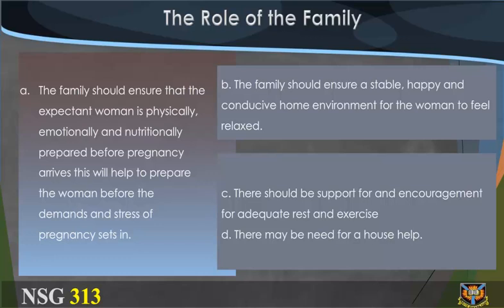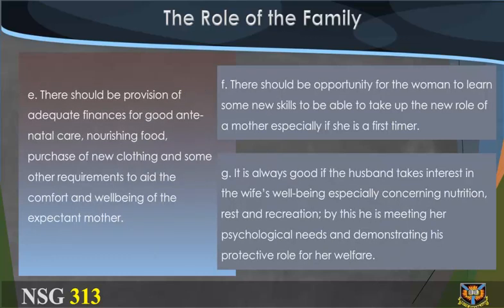C. There should be support of and encouragement for adequate rest and exercise. D. There may be need for a house help. E. There should be provision of adequate finances for good antenatal care, nourishing food, purchase of new clothing, and some other requirements to aid the comfort and well-being of the expectant mother. F. There should be opportunity for the woman to learn some new skills to be able to take up the new role of a mother, especially if she is a first-timer.